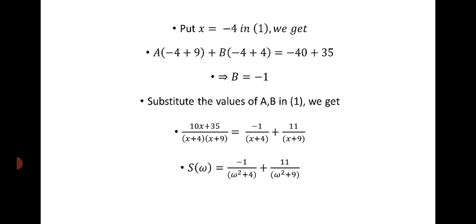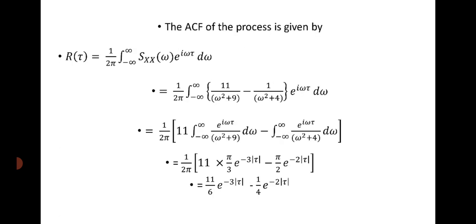By using this S of omega, we have to find R_X(tau), that is the autocorrelation function. Therefore, the formula for the autocorrelation function is equal to 1 by 2 pi integral from minus infinity to infinity S_X(omega) into e power i omega tau into d omega. In the next step, we just substitute the S_X(omega) value which we found in the last step. Then we just split it into two terms by multiplying e power i omega tau, which is outside the bracket.